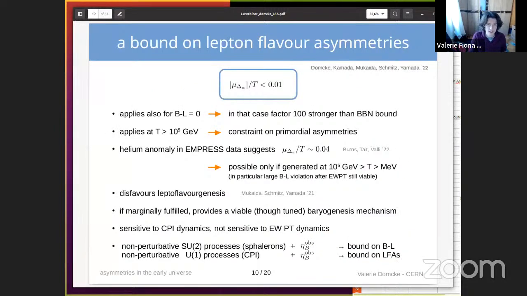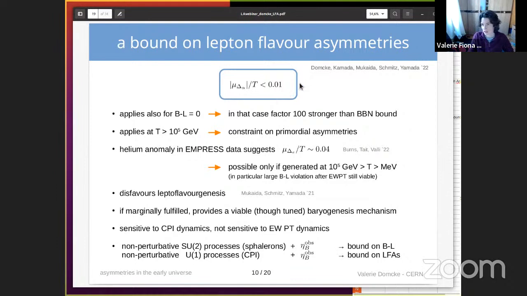Because it's such a nice result, I put it again. But let me talk a bit about the implications of this. As I said, this bound always applies independently of whether B minus L is non-zero or 0. If it's non-zero, the bound is of similar strength to the bound that we already had from BBN just on the electron neutrinos. But it applies in a completely different temperature range, and it's derived in a completely different way.